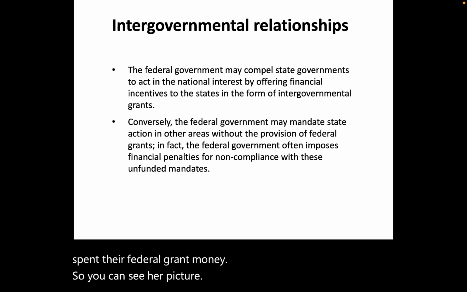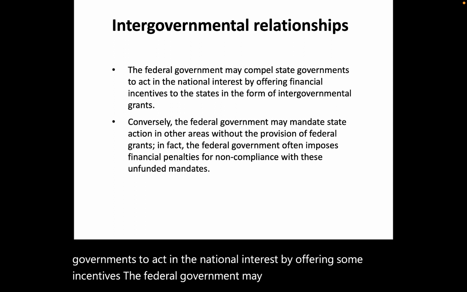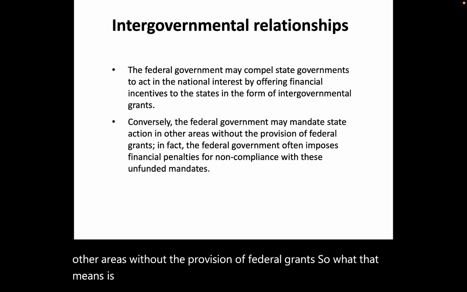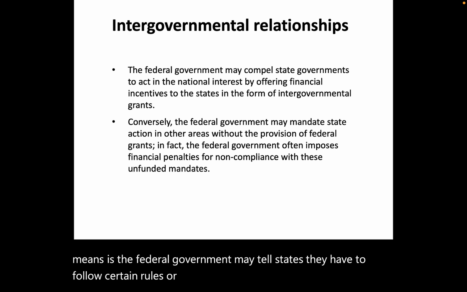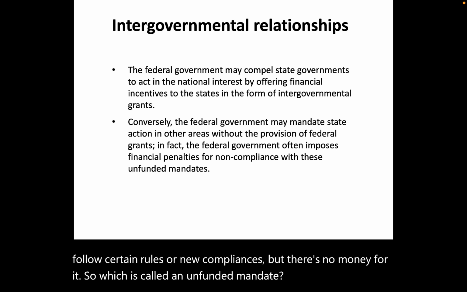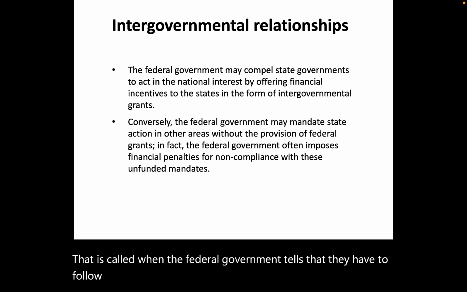Intergovernmental relations. The federal government may compel state governments to act in the national interest by offering some incentives. The federal government may also mandate state actions in other areas without the provision of federal grants. What that means is the federal government may tell states they have to follow certain rules or new compliances, but there's no money for it. That is called an unfunded mandate. The federal government tells states they have to follow actions, but we're not going to give you money for it.